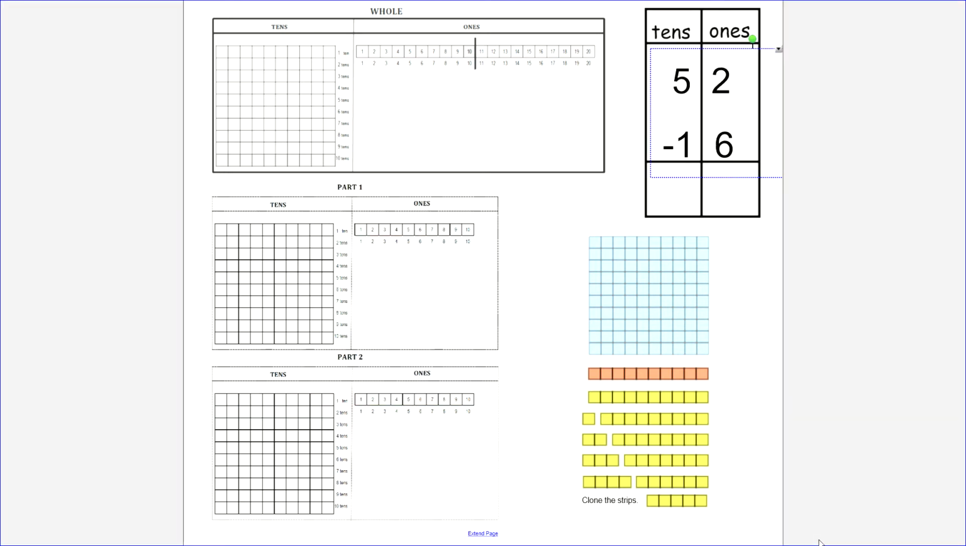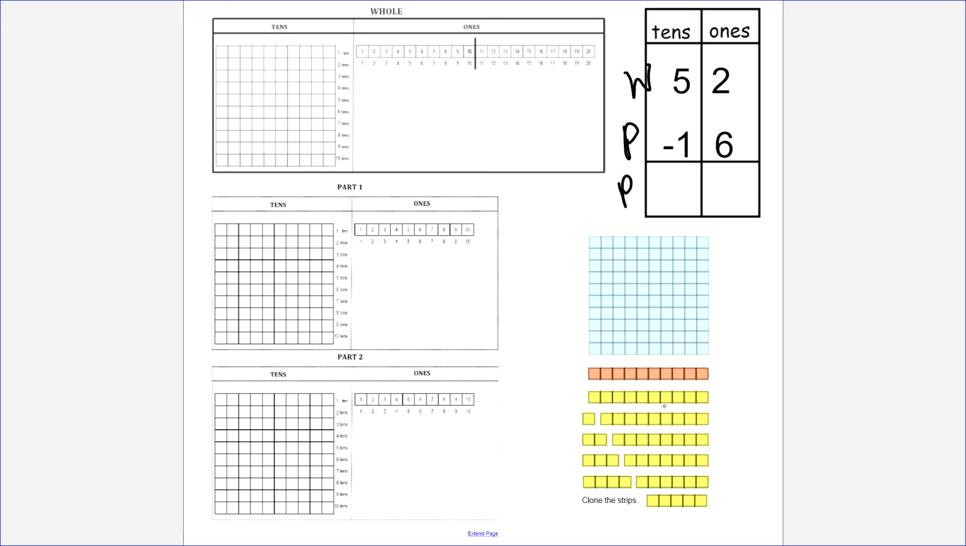Let's go ahead and look at another problem. Here's the problem 52 minus 16. Today, third grade, we'll be subtracting two-digit numbers like 52 minus other two-digit numbers like 16. We'll still have to be really careful and regroup when we need to. Let's go ahead and start by building our whole. Our whole is 52, our part is 16, and the part we don't know is the answer.